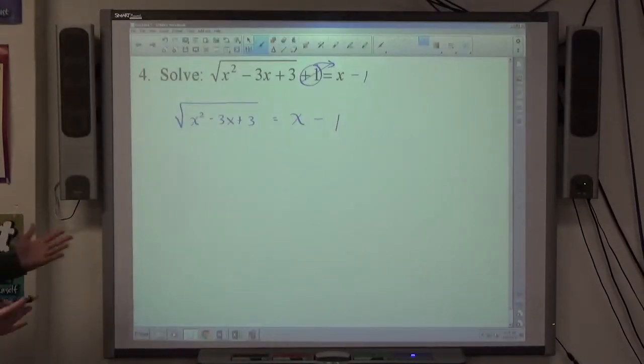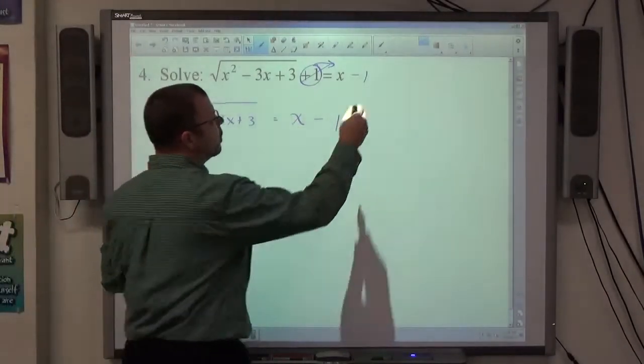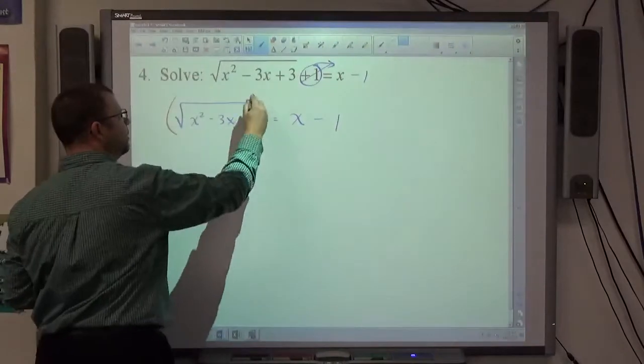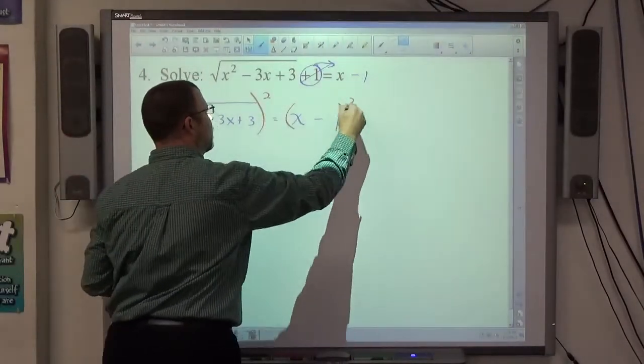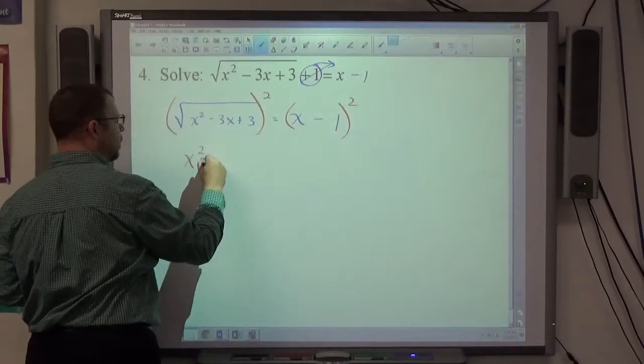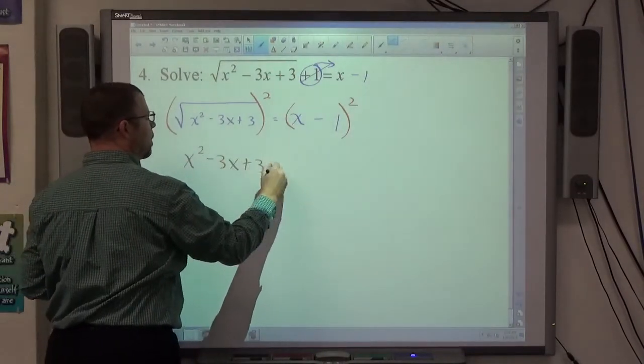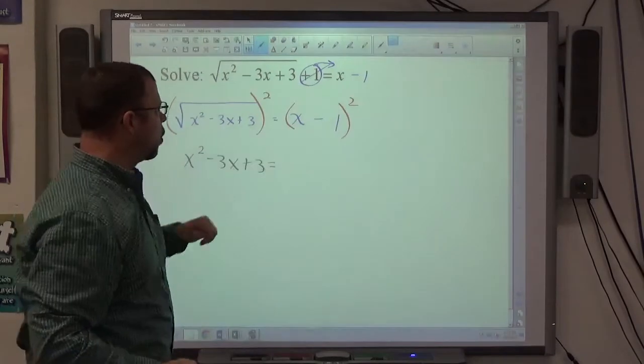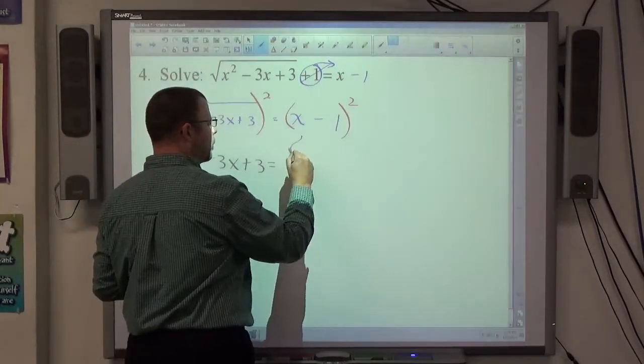At this point, same issue. We have radical equals stuff, so I'm going to square both sides. If I square the left-hand side, it just gets rid of the radical, so I get x squared minus 3x plus 3. If I square the right-hand side, I have a binomial squared, so I got to create a trinomial.